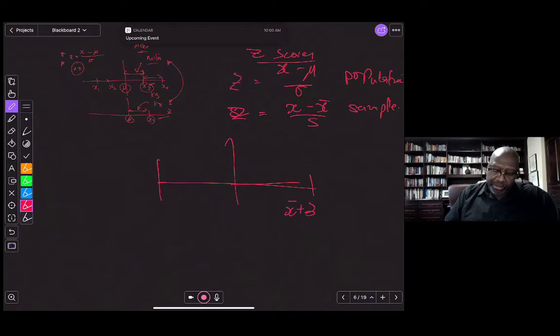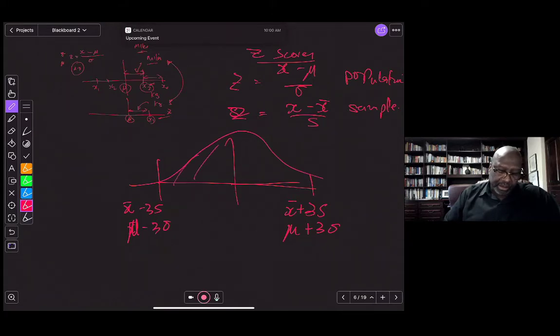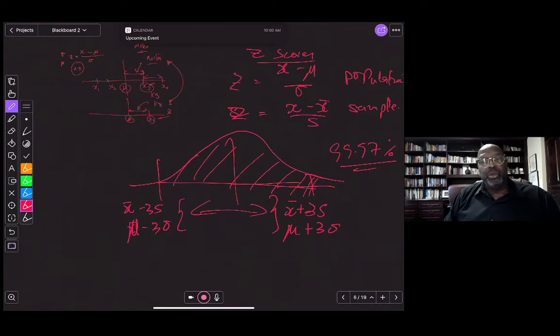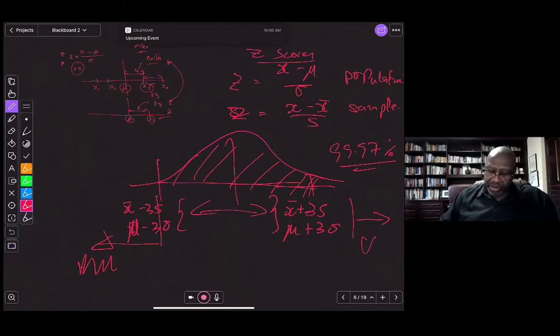So x bar plus 3s, or mu plus 3 sigma if it is population, or x bar minus 3s, or mu minus 3 sigma, then in that distance, 99.97% of all of the values that belong to that distribution should be in that range, right? Should be in that range between those two extremes. If that is the case, values that exist outside of that, values that we get over here or over here, are outliers.